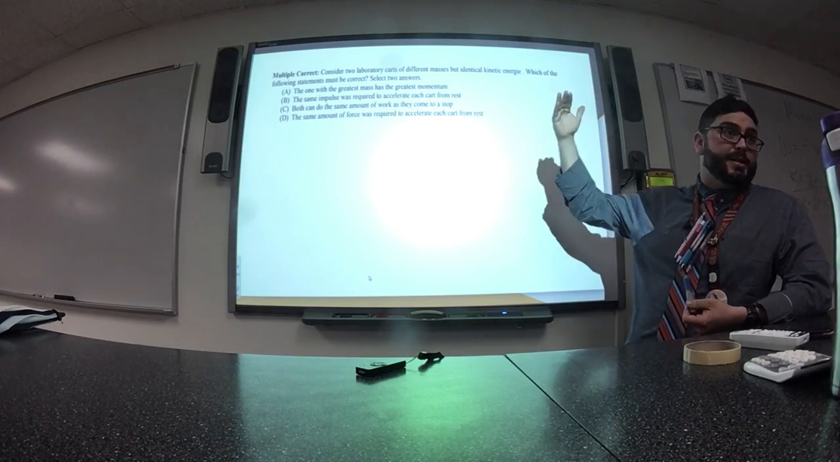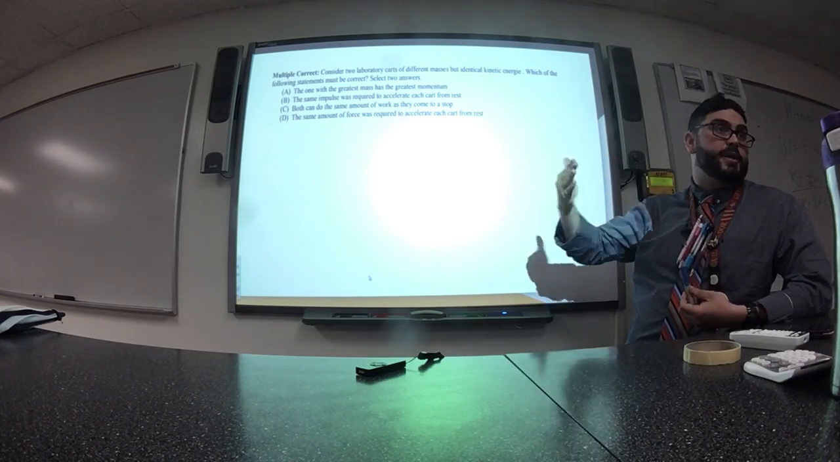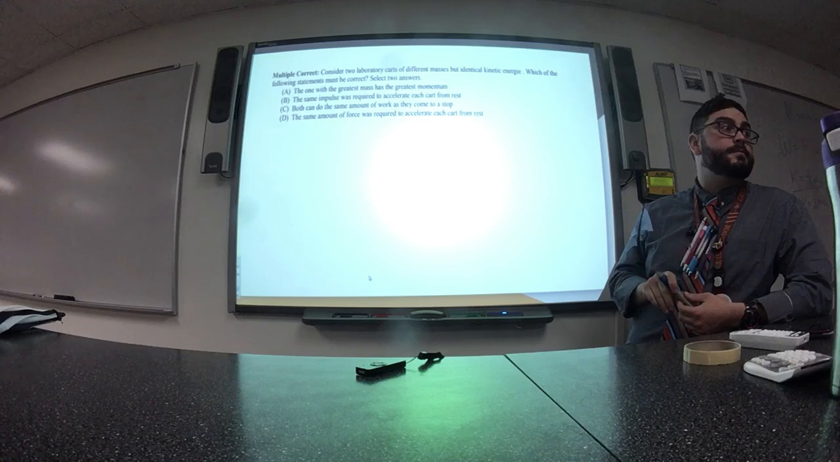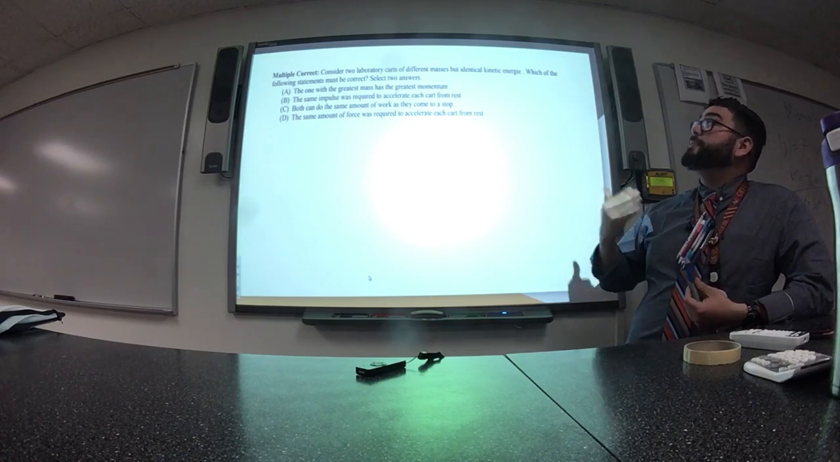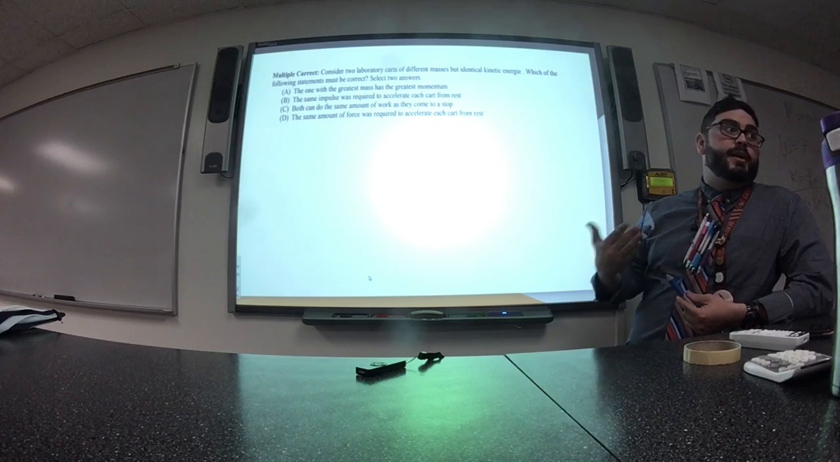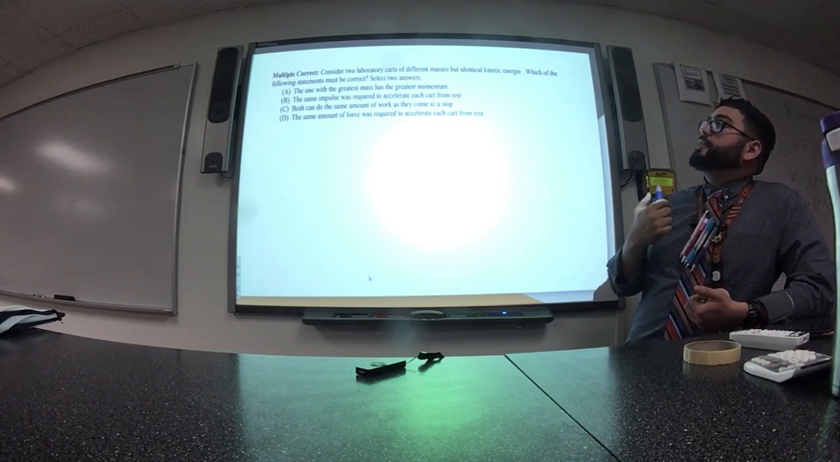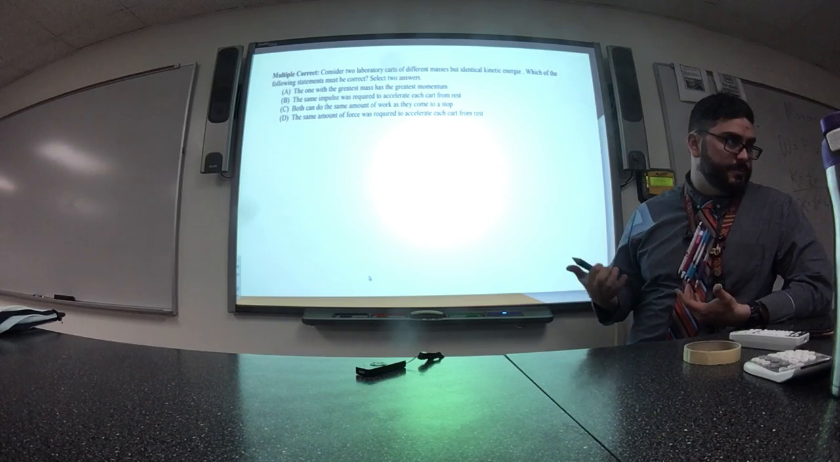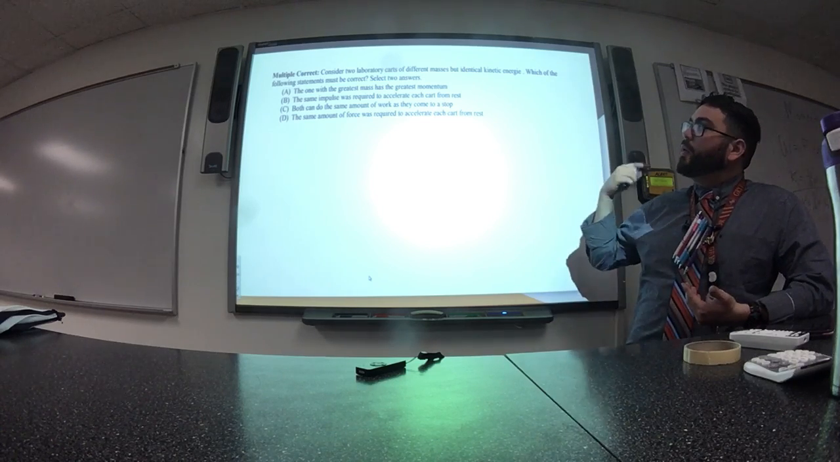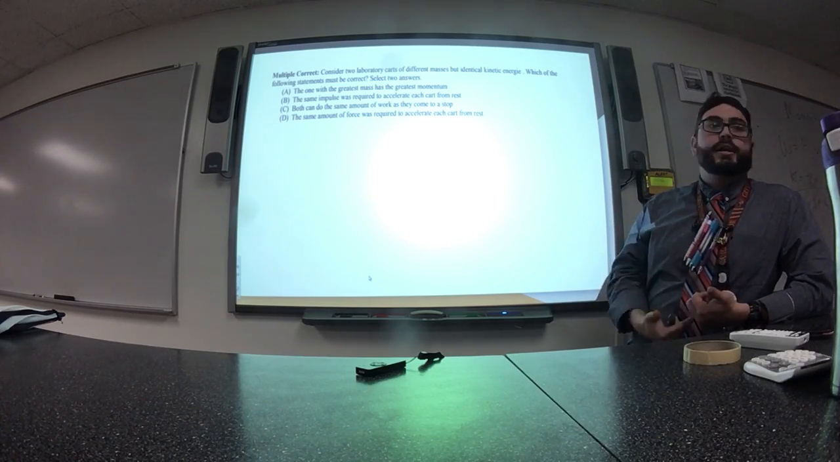For multiple correct, I need to get them both in order to get full credit. There is no partial credit. Multiple correct is always 2. Consider 2 laboratory carts of different masses, but identical kinetic energy. Which of the following statements must be correct? Select 2. The one with the greatest mass has the greatest momentum.